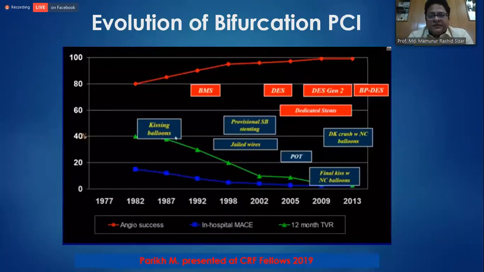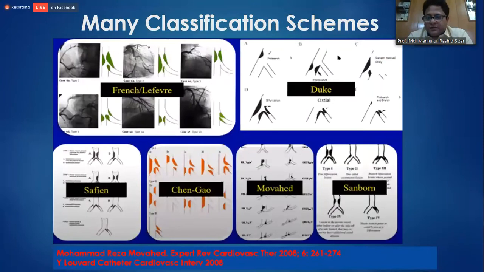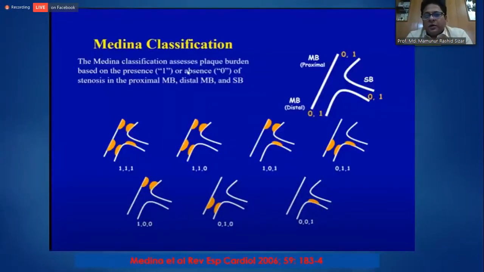Evolution of bifurcation PCI: initially, in the early stage in 1982, kissing balloon was performed for bifurcation, then bare metal stents, then provisional side branch stenting and jailed wire, then came dedicated bifurcation stents. Nowadays, the two-stent strategy, DK crush and Culotte and other techniques. There are several classifications of bifurcation lesions, but the Medina classification is widely accepted. A true bifurcation lesion is 1,1,1 and 0,1,1.